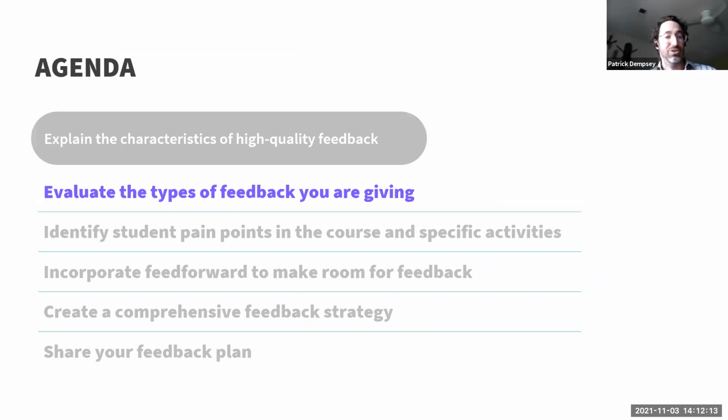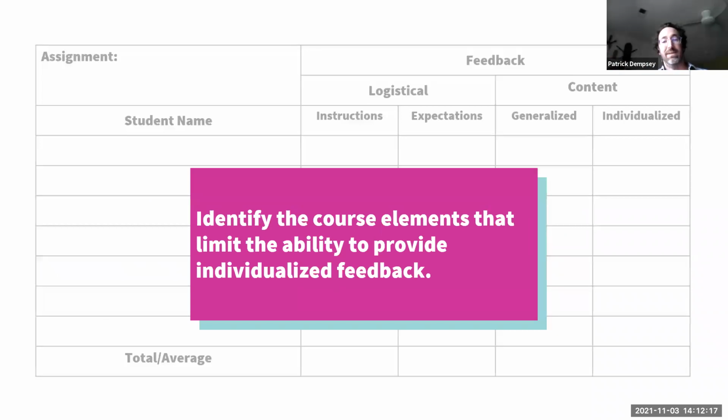So strategy two is identify student pain points. So we're coming back to this, like we've taken an assignment, we've looked at the assignment, we've sort of identified where we're giving the feedback. Now, what are the course elements that we're likely to find that are limiting our ability to provide that individualized feedback? In the chat?